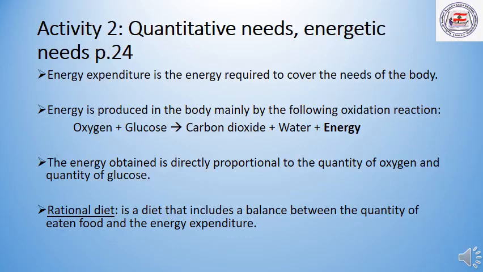The primary molecule that is used by the body to produce energy is glucose. The energy obtained is directly proportional to the quantity of oxygen and the quantity of glucose, which means that the higher the amount of oxygen used, the higher the obtained energy is. And also, the higher the quantity of glucose used, the higher the quantity of energy produced. A rational diet is a diet that includes a balance between the quantity of eaten food and the energy expenditure.